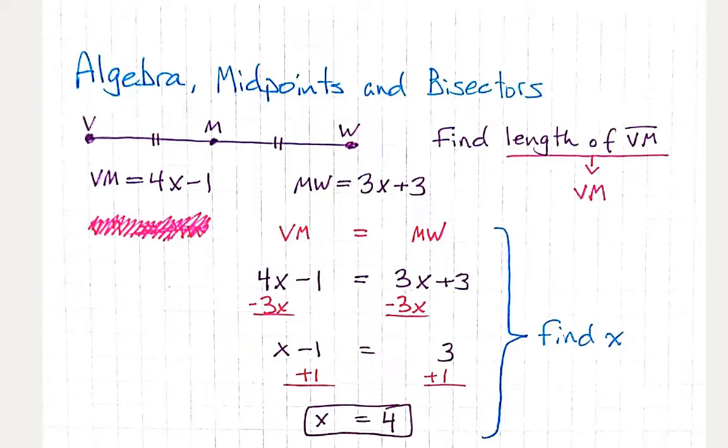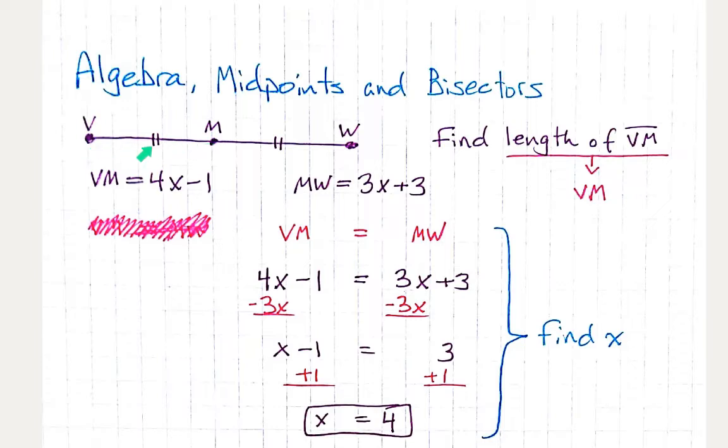Oftentimes a textbook maker or writer might toss you a little bit of algebra in with your geometry in order to keep your skills fresh. Here's a common way they do it. Here we have a segment VW and point M in the middle.